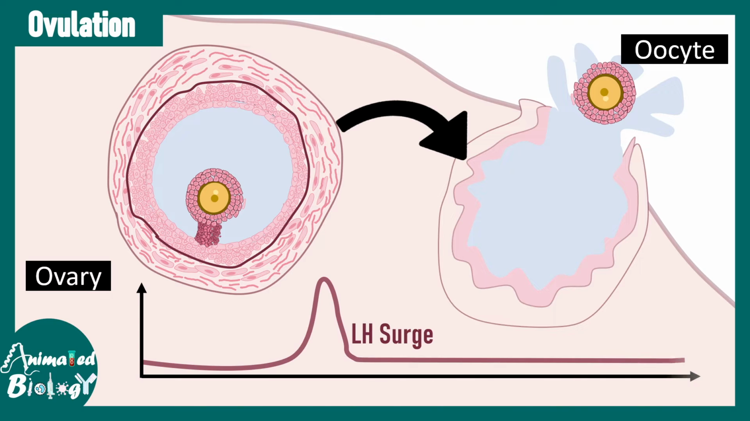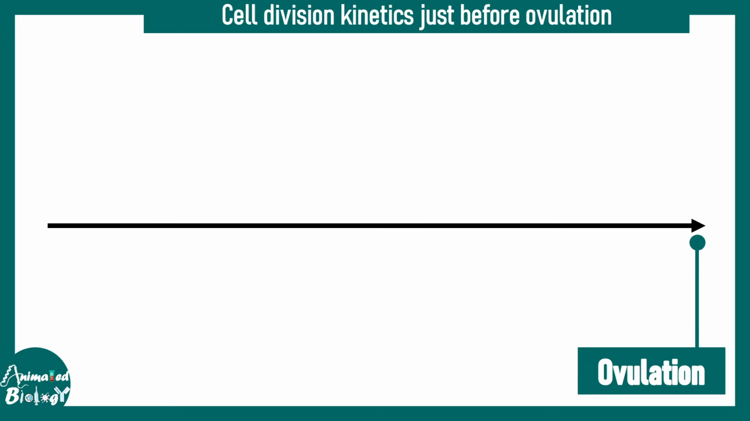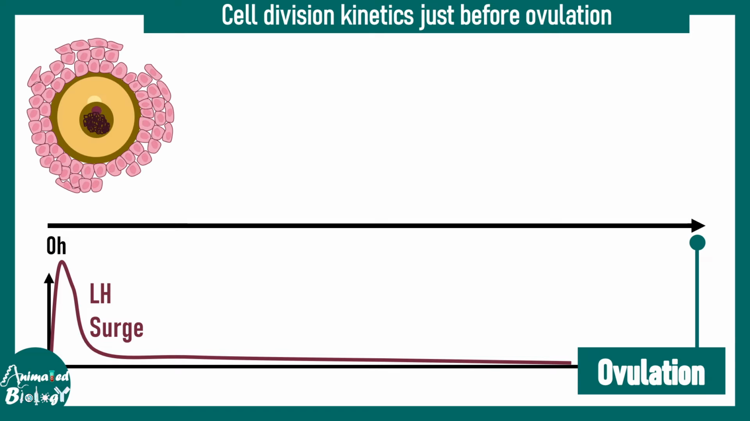Ovulation is triggered by a spike in LH, or luteinizing hormone, level just before ovulation. This triggers the rupture of a Graafian or mature follicle and the release of the oocyte that will eventually be used for fertilization. Before moving forward, we have to understand the cell division kinetics just before the process of ovulation. We are going to look at the 0th hour, where the LH surge happens, and between these two important landmark events, many cellular changes occur.